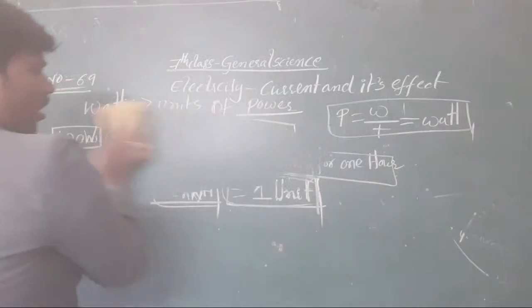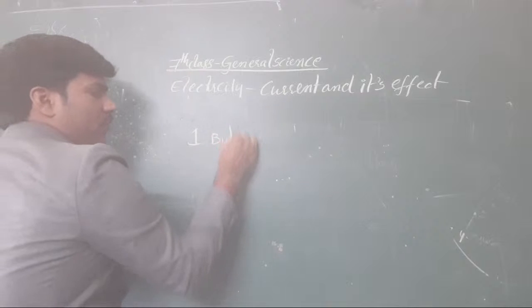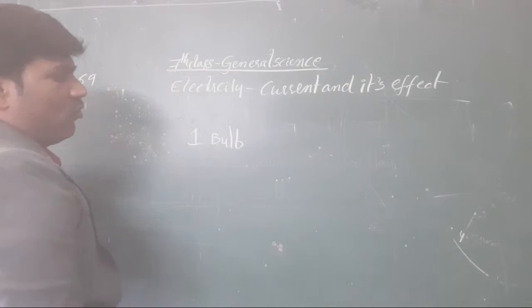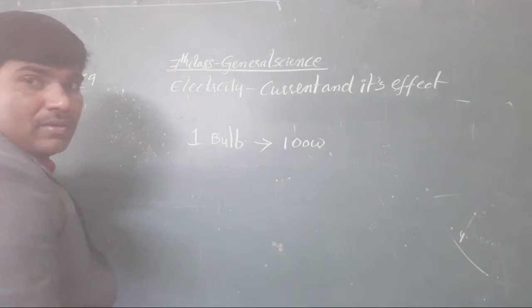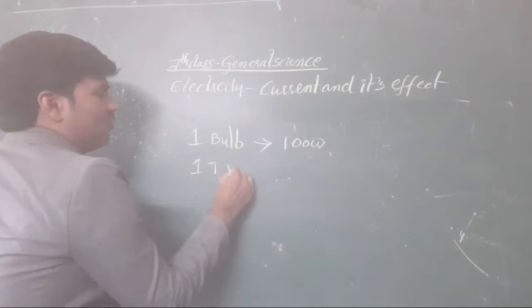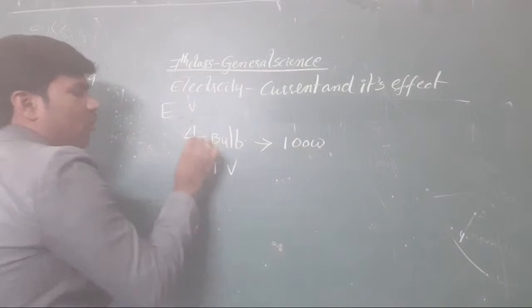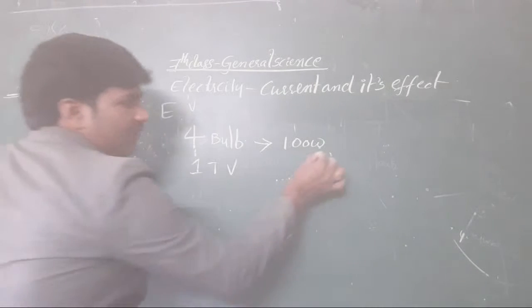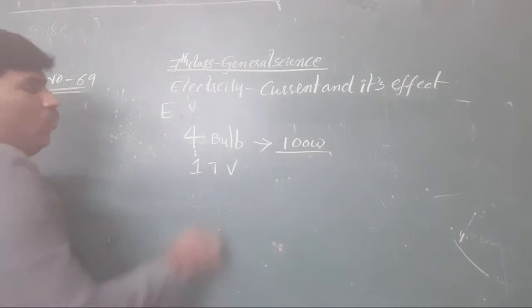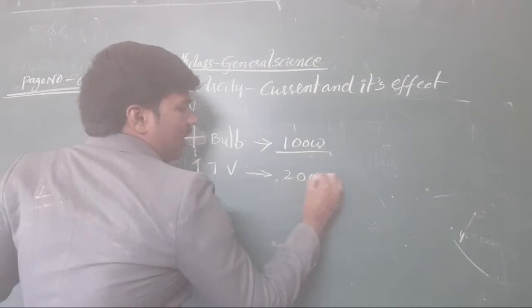Yes. Now, how to measure it? Suppose we have one bulb in our home. The wattage of the bulb is taken as 100 watts. Now a TV is there. For example, we take just 4 bulbs. Each bulb contains 100 watts. One TV is there. The TV may work for 200 watts.